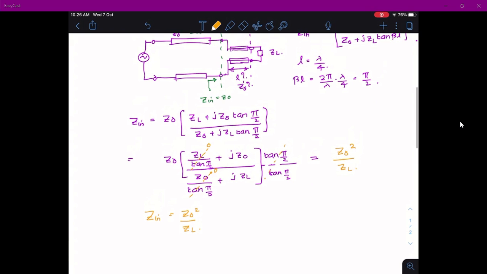So you want to find the new characteristic impedance, right? So our Z0 here is actually Z0 dash, which is this one. So that is what we want to find.